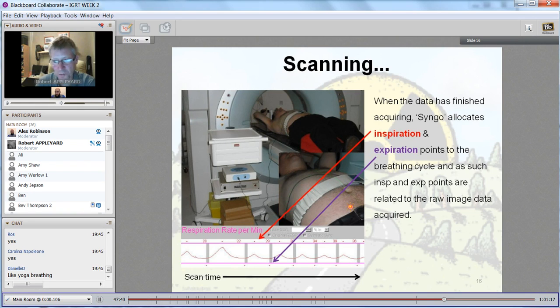Yeah, absolutely. I mean, that's the whole point really of 4D CT, isn't it? To generate individualized margins.